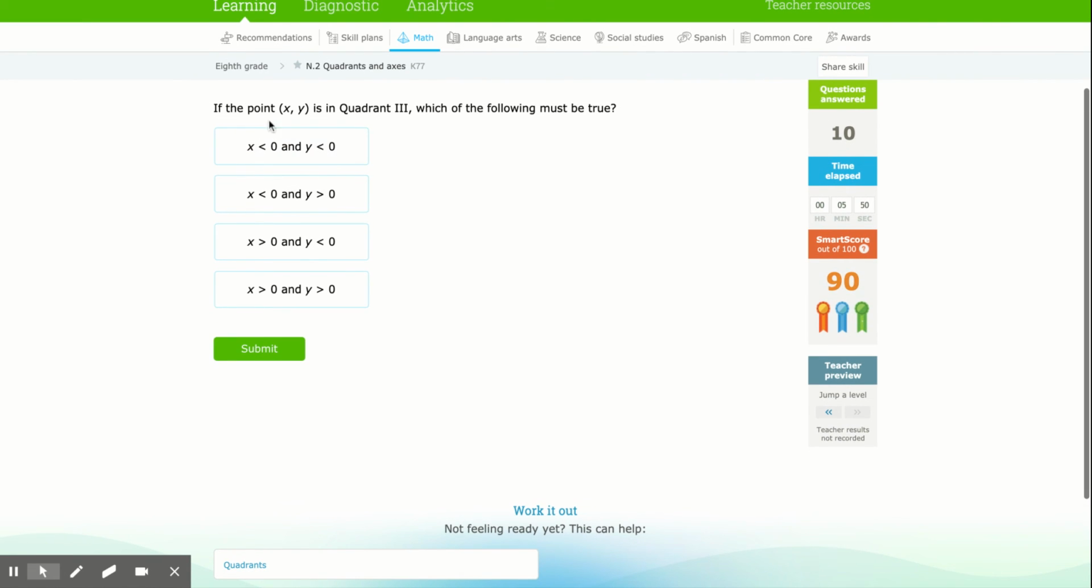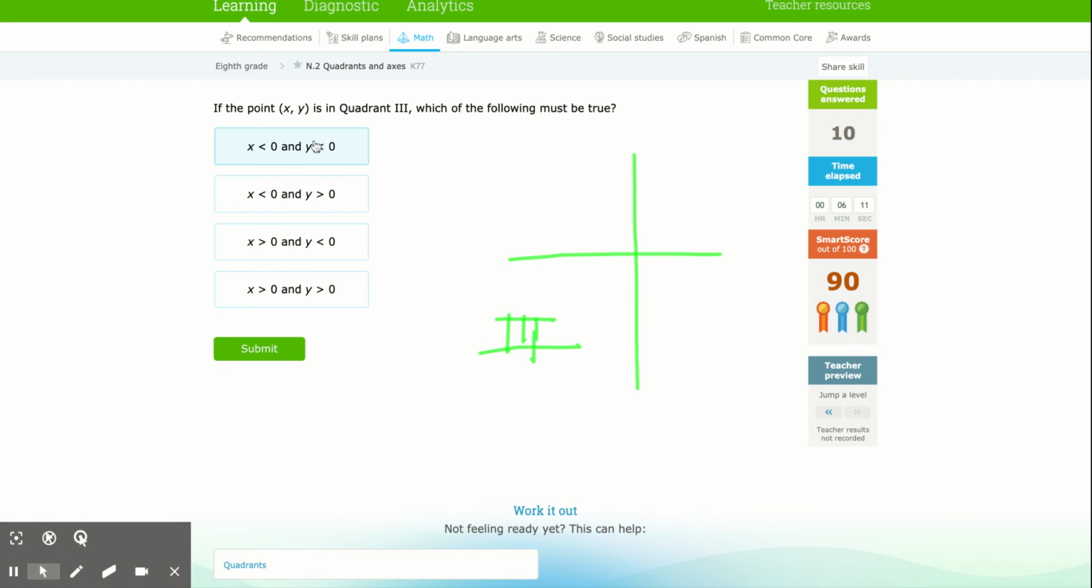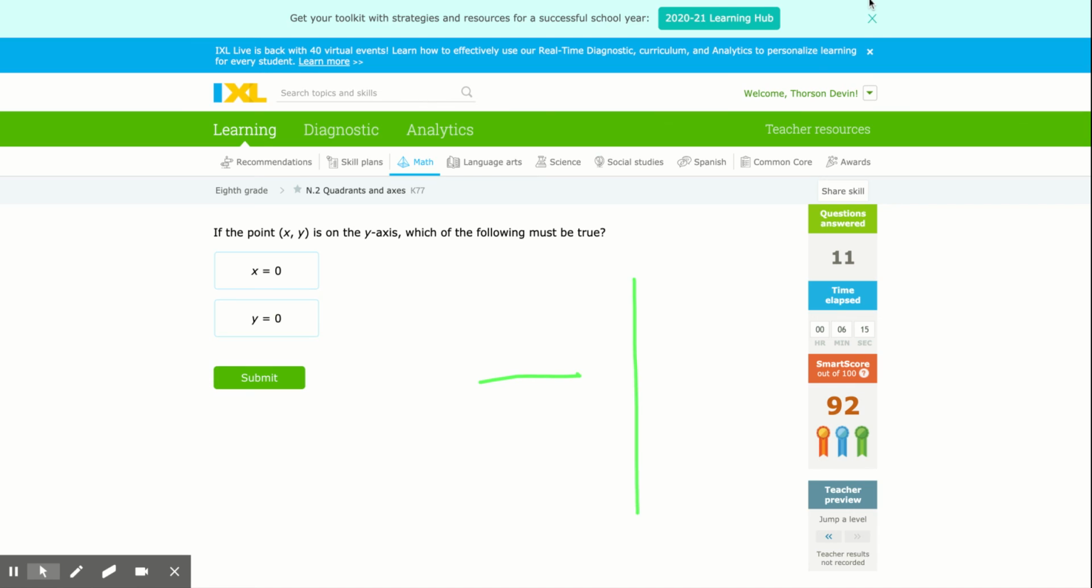I'll do one more here. It says if the point xy is in quadrant 3, now remember, quadrant 3, 1, 2, 3, both the x and the y would have to be negative. Because in quadrant 3, that's this one down here, I'm to the left and I'm down. X is negative, y is negative. X must be less than 0 and y must be less than 0, which happens to be the very top one. Anyway, if you have questions, please bring them to class.